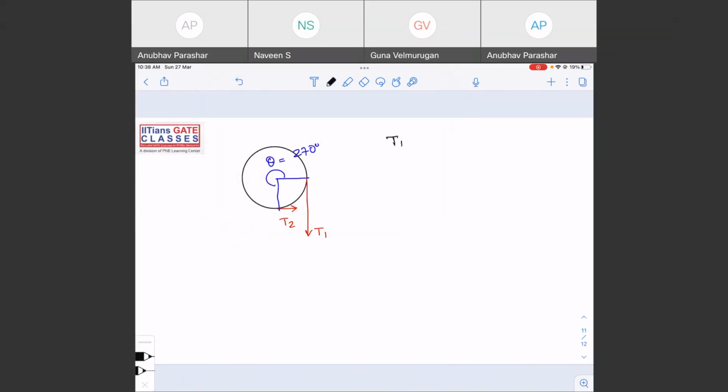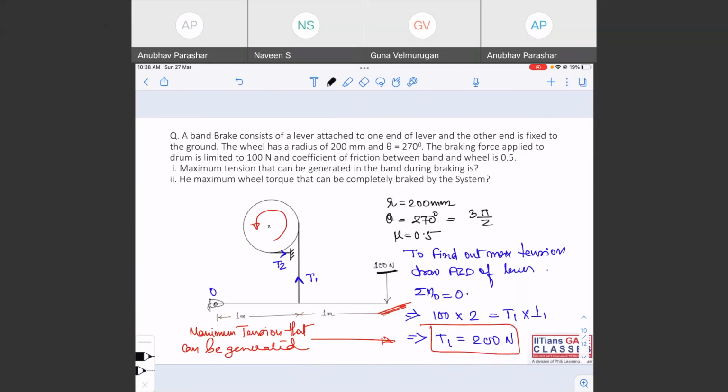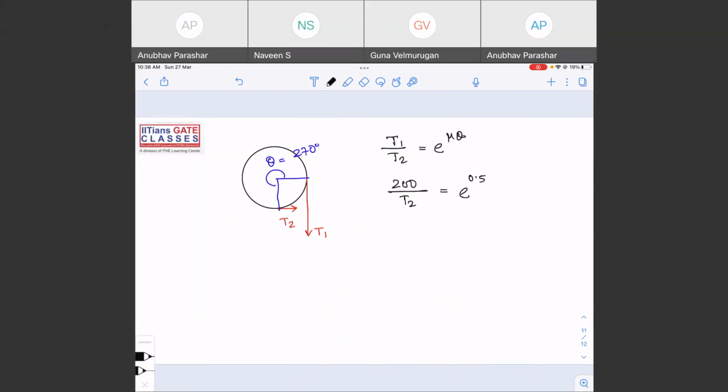We know T1 by T2 is equal to e to the power mu theta. T1 is 200, divided by T2 is equal to e to the power mu, which is given as 0.5, into 3 pi by 2. So let us calculate T2 first. What will be T2?